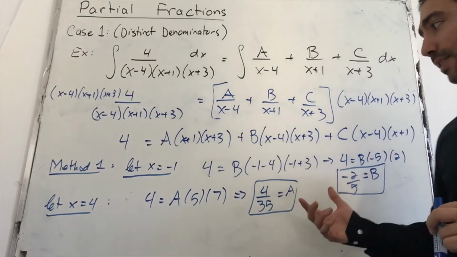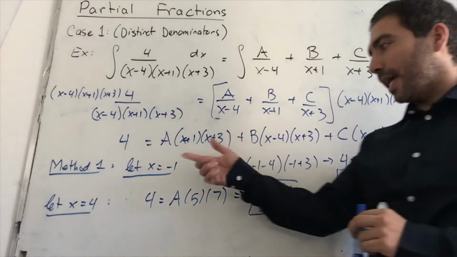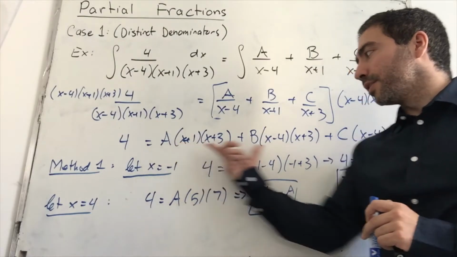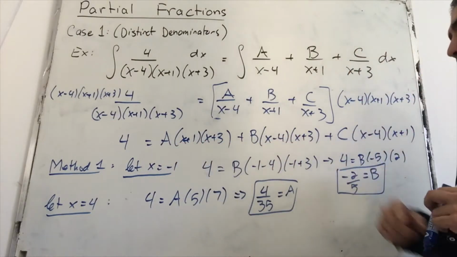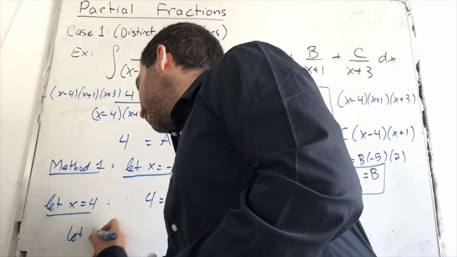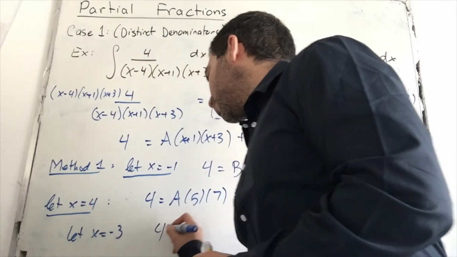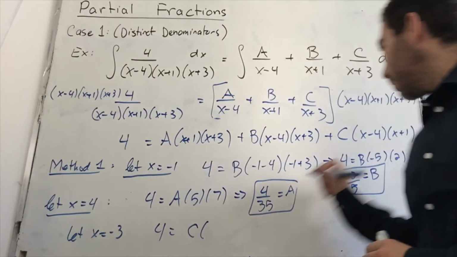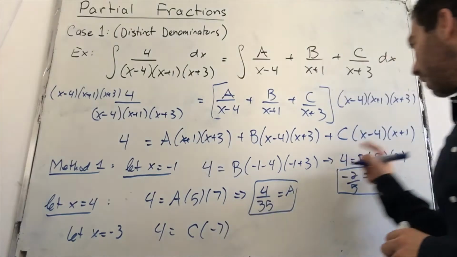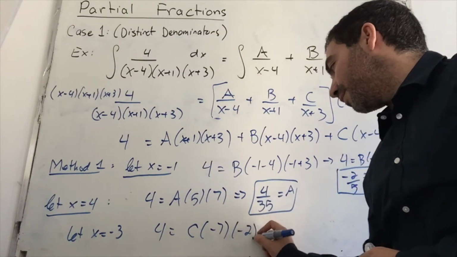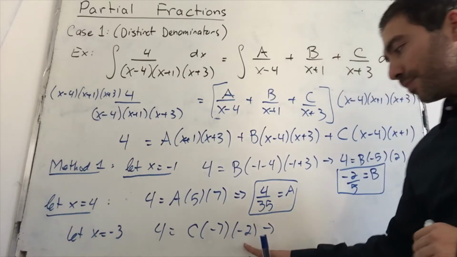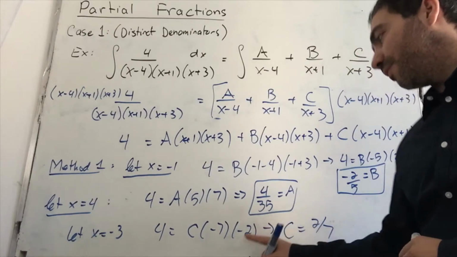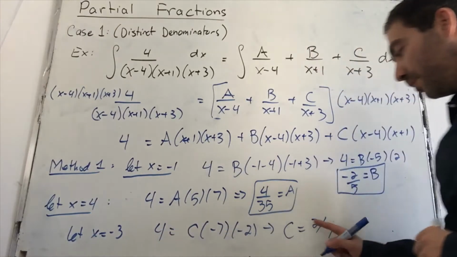Okay. And then lastly, I do the same thing. I want to find my c. At this point, you could plug in any value you want, but the easiest value to choose is x equals -3, because at -3, it's going to cancel out this term, and this term, and we can solve for our c. So let x equal -3. The left-hand side of the equation is 4. This cancels. We're left with c times -3 minus 4, which is -7, and -3 plus 1 is -2. This implies -7 times -2 is positive 14. So 4 equals 14c. Divide by 14 on both sides, we get 4 on 14. Divide by 2, c equals 2 on 7.